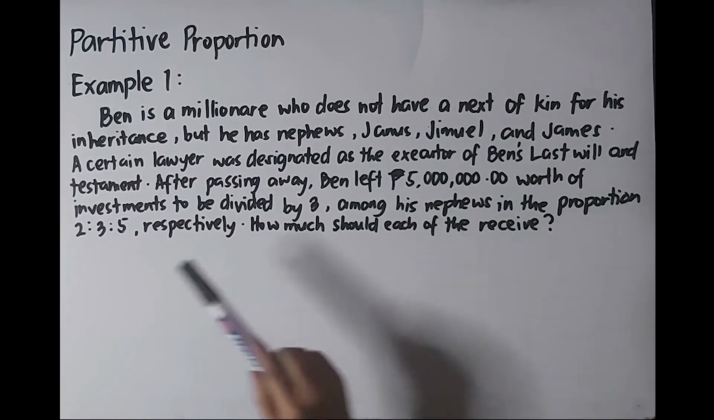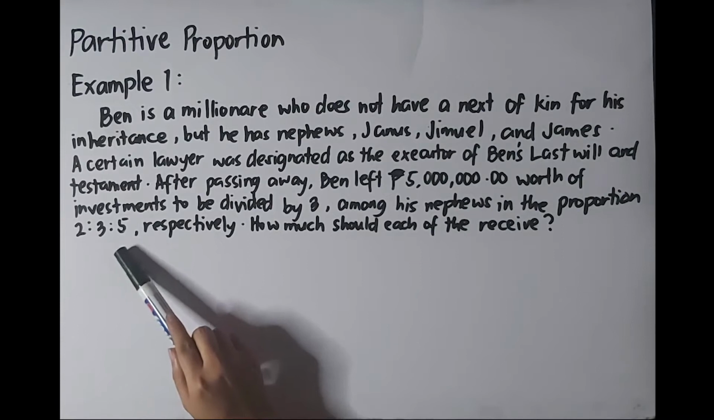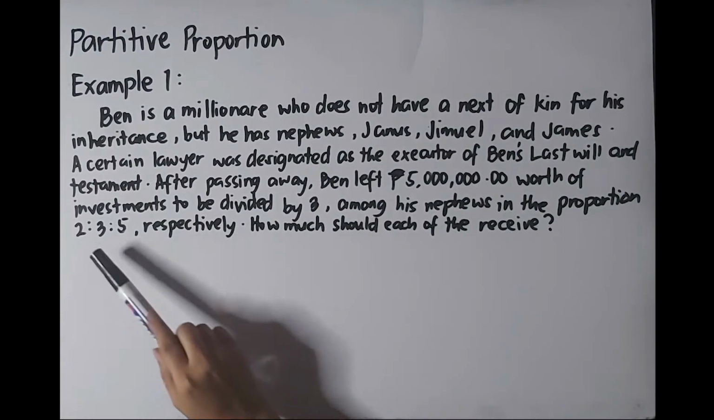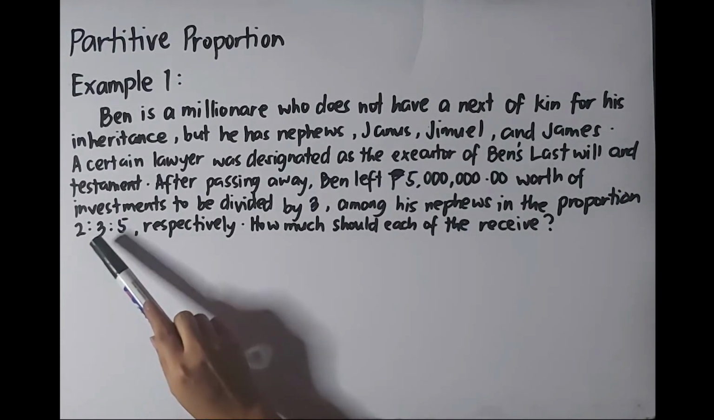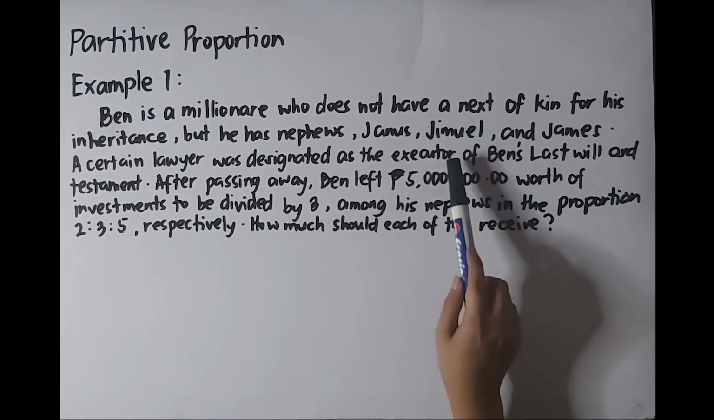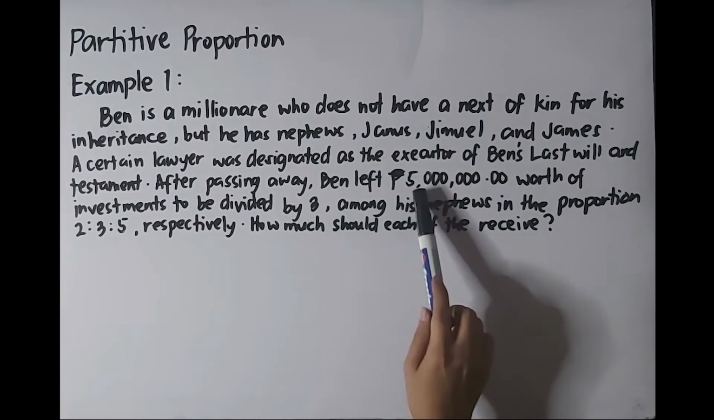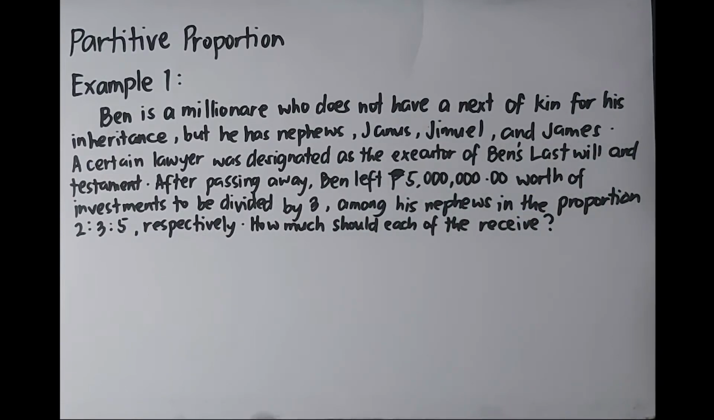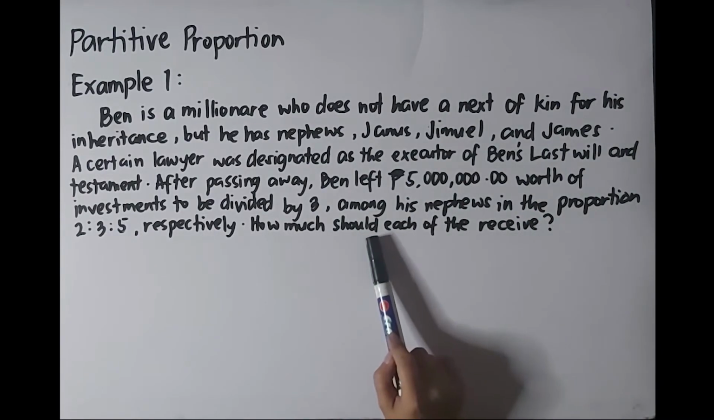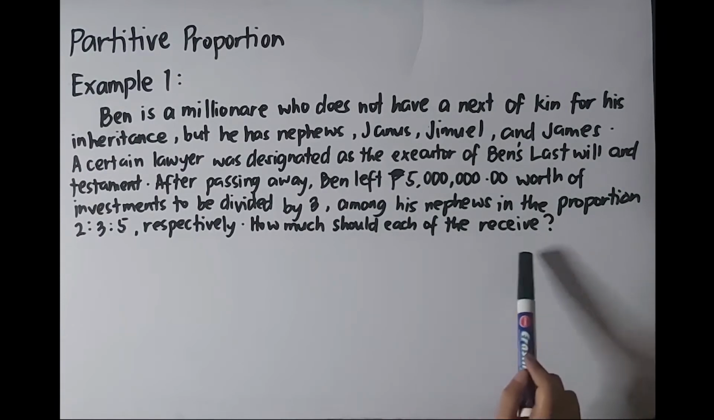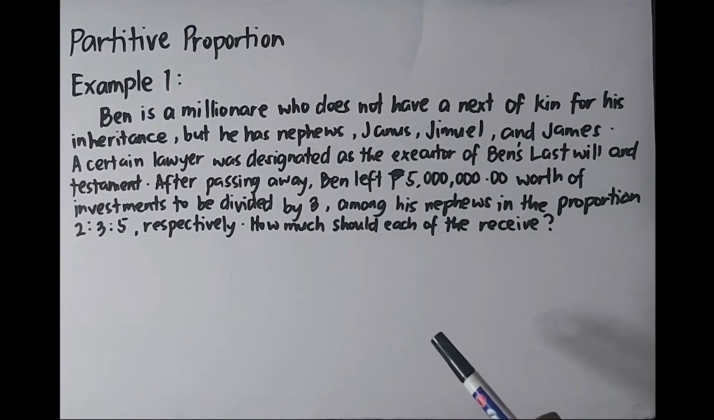in the proportion 2:3:5 respectively, meaning there will be 2 parts for Janus, 3 parts for Jimwell, and 5 parts of 5 million for James. So how much should each of them receive?